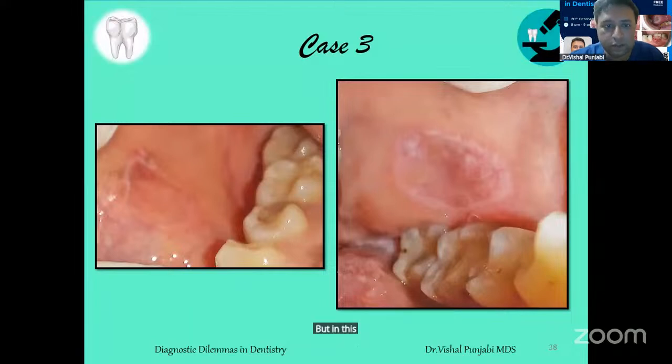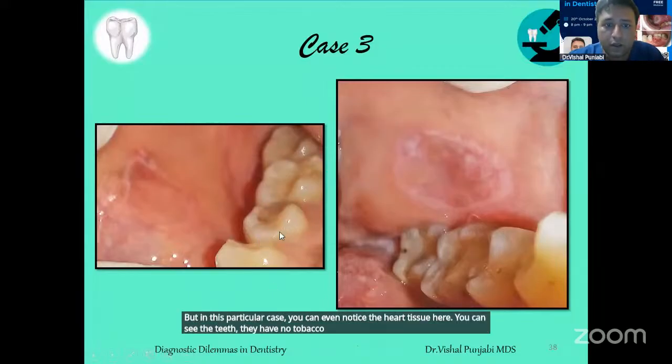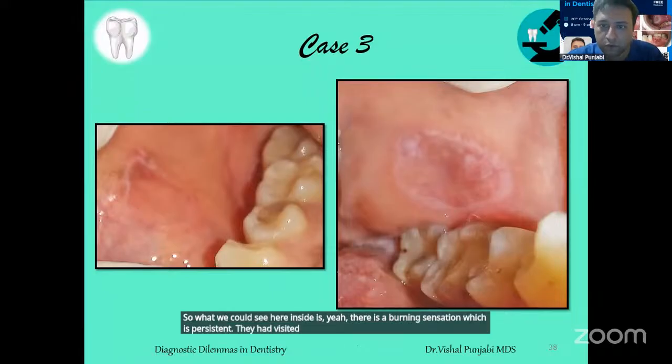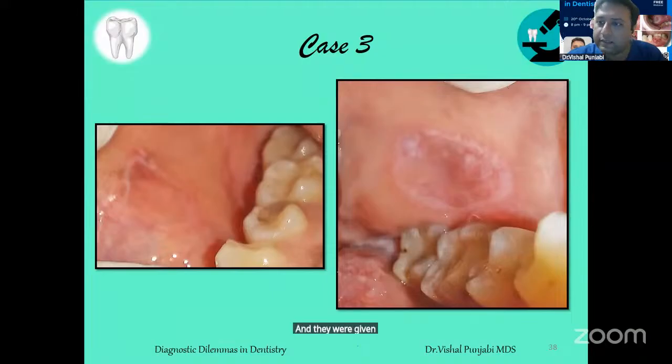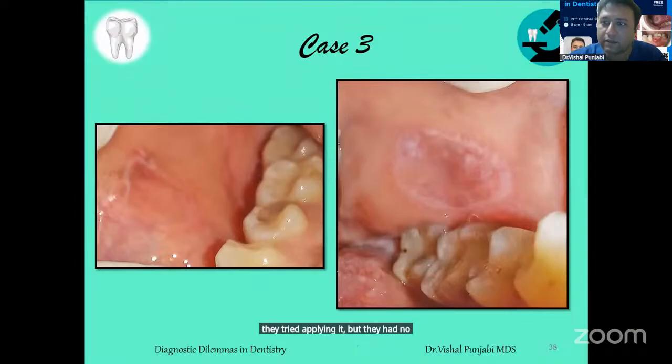But in this particular case, you can even notice the hard tissue here. You can see the teeth. They have no tobacco stains, no ugly looking yellow-brown stains. So that is a sign that the patient is telling the truth, that there is no smoking or any kind of tobacco history. There is a burning sensation which is persistent. They had visited many doctors before and were given mostly steroids and topical agents to apply. Sometimes they had just visited the chemist and got it over the counter. They started applying it, but had no relief. In fact, at certain times the situation became worse.